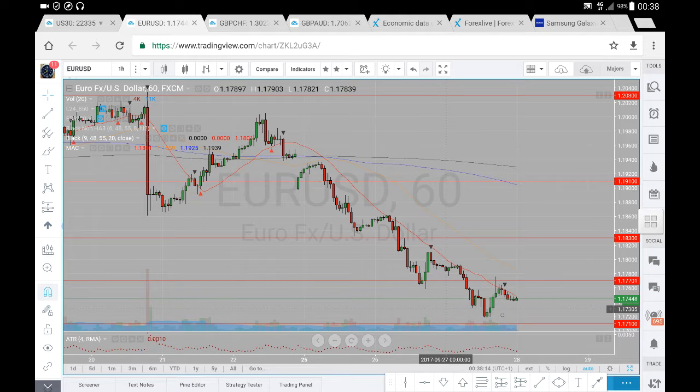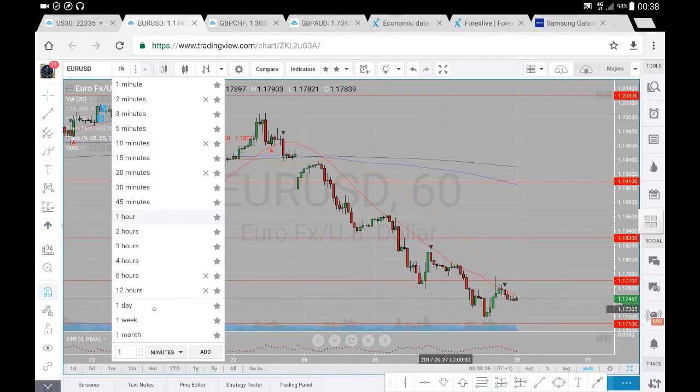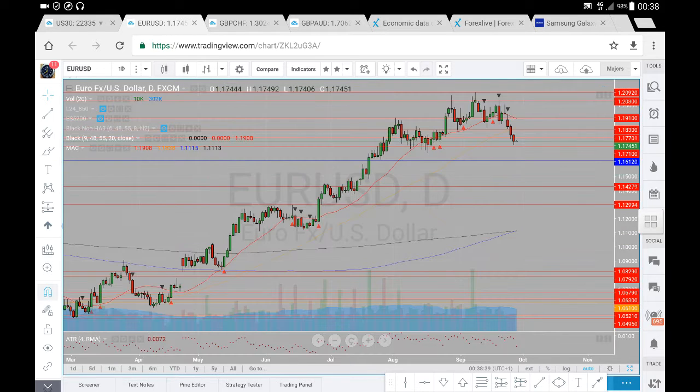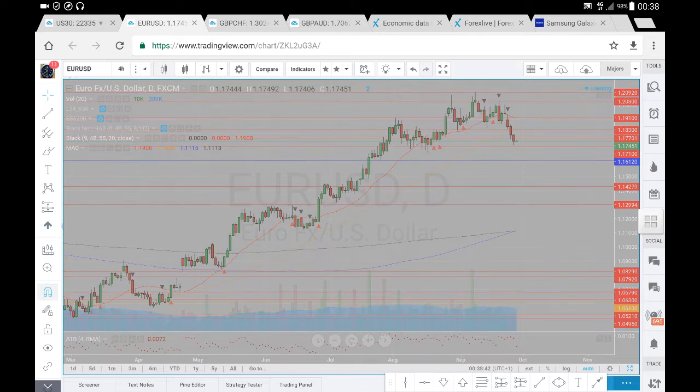On yesterday's analysis, I did point out 1720 potentially being a bouncing spot, but also 1700. But eventually I decided to place my support at 1710. Now let's just have a look what it was that I was looking at for, I think it was a 4-hour chart, was it?